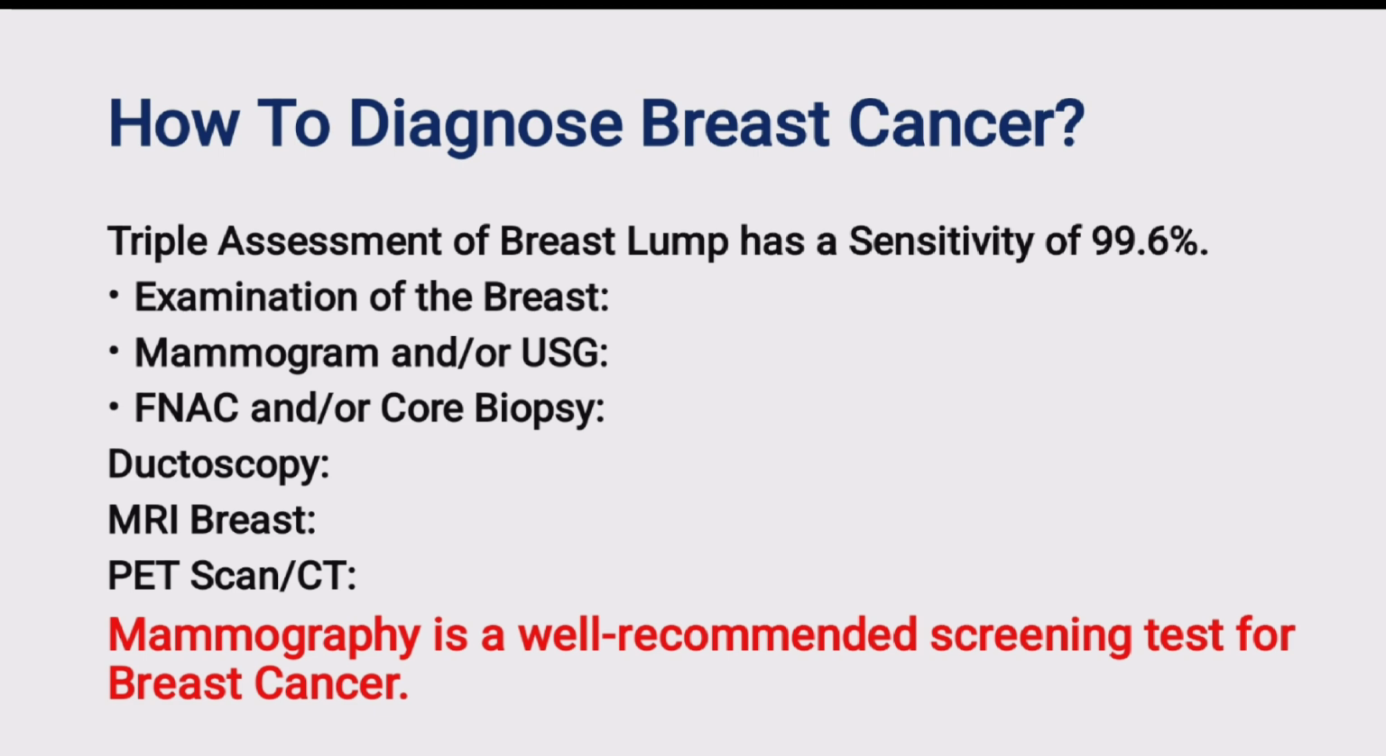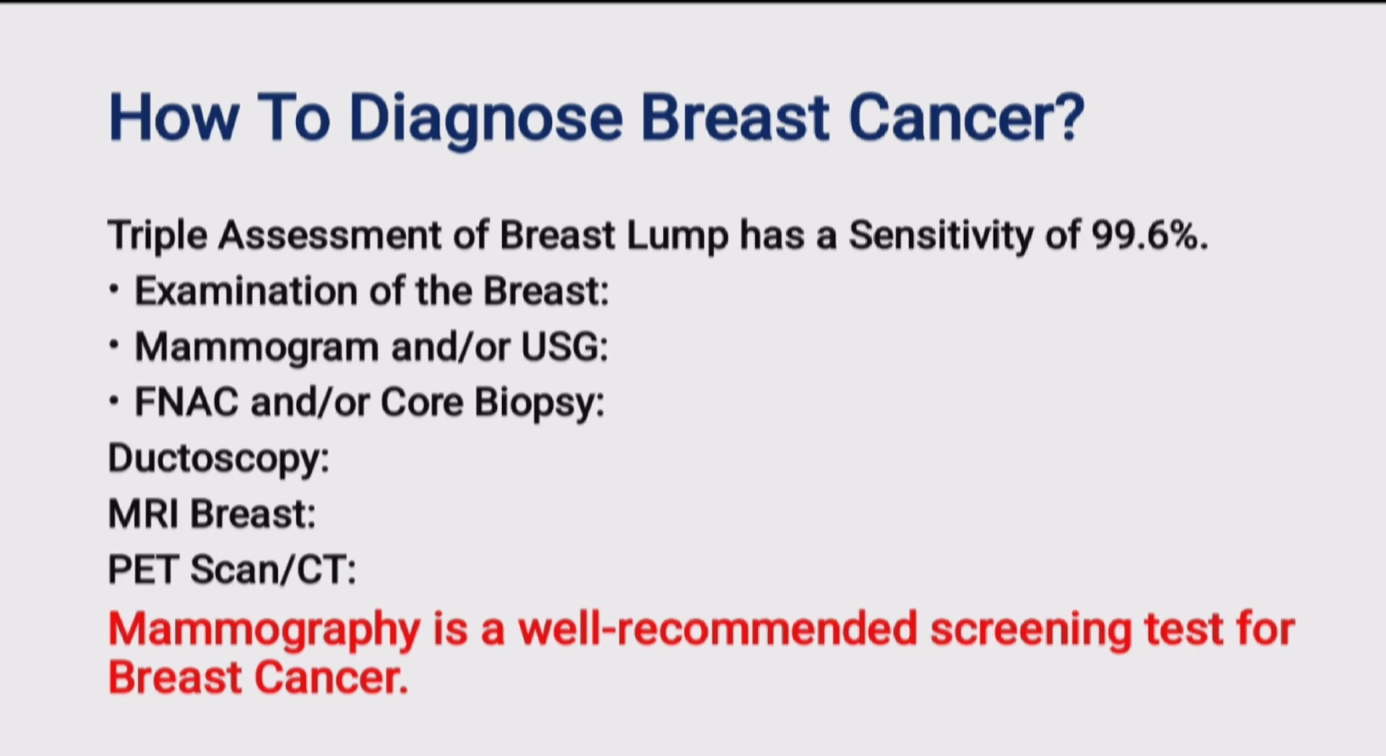A breast ductoscopy is used to diagnose intraductal lesions. Other imaging modalities such as MRI, PET scan, or CT are done to diagnose or stage the disease.